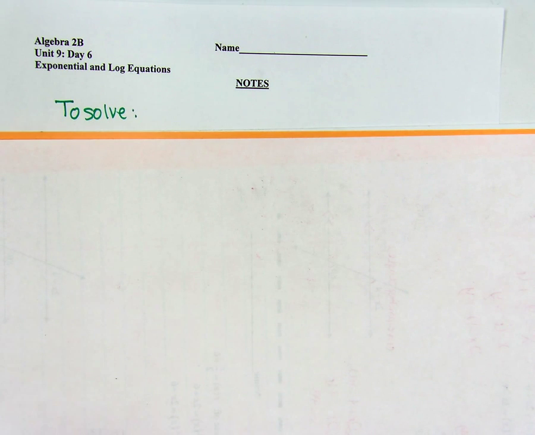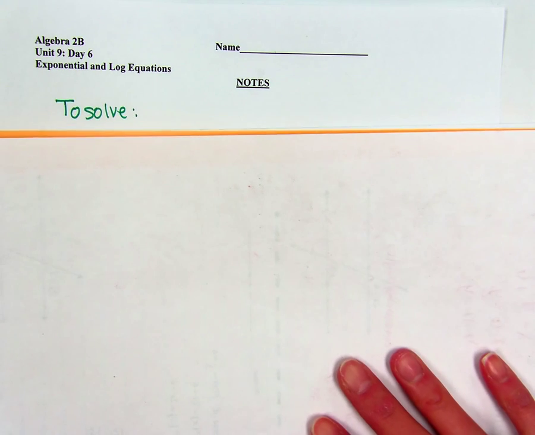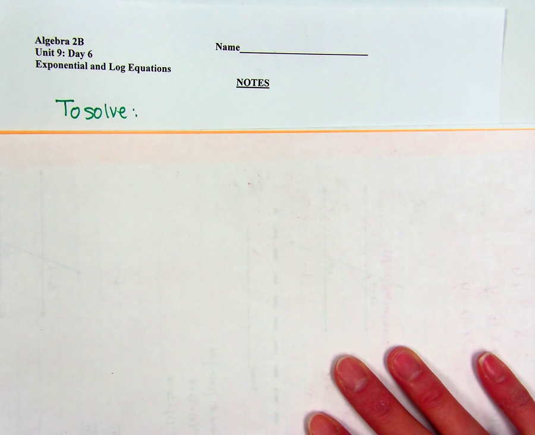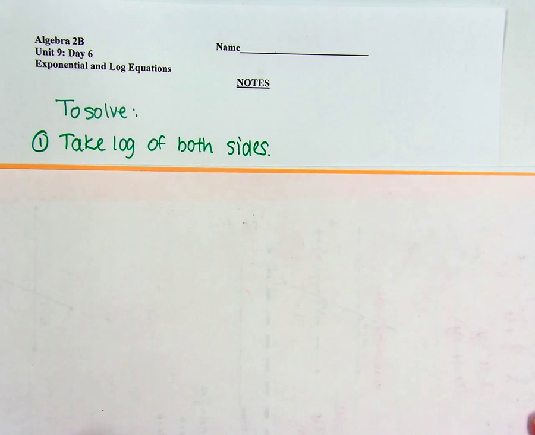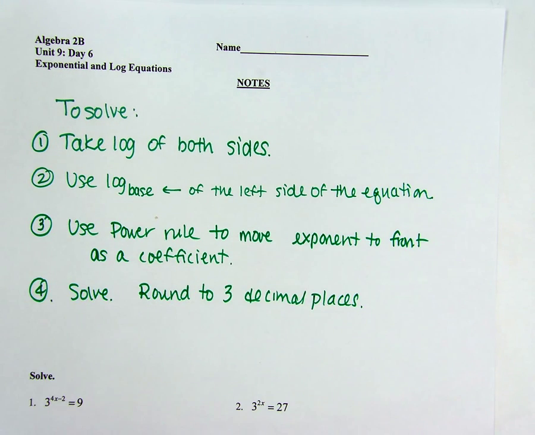Okay, so today we're going to be solving exponential equations, and there's lots of different methods of doing these problems, but the method that we're going to use is to take the log of both sides. So there's a couple of steps. I'm going to show you all the steps, and I'll talk through them. If you need to pause the video to write this down, then go ahead and do so.